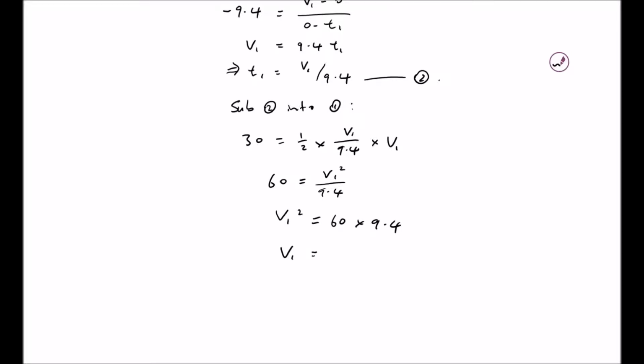v1 equals 23.748 meter per second. So you can round this off to 3 significant figures. So this is just 23.7 meter per second. Okay, so this is the initial speed of the car just before the driver slammed the brake.